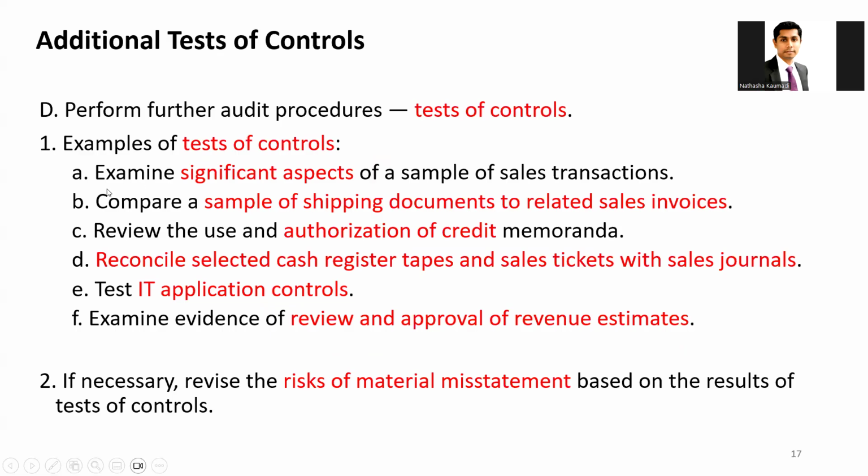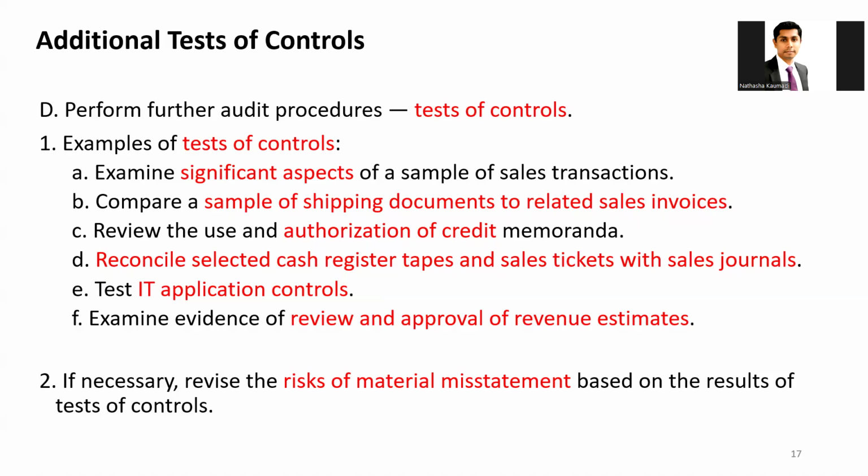What are the examples? Examine significant aspects of a sample of sales transactions. That means you are trying to get the full list of invoices, maybe, and then you pick a sample and then you examine the significant aspects, whether they have checked, whether they have verified the invoices. Likewise, you are going to check.